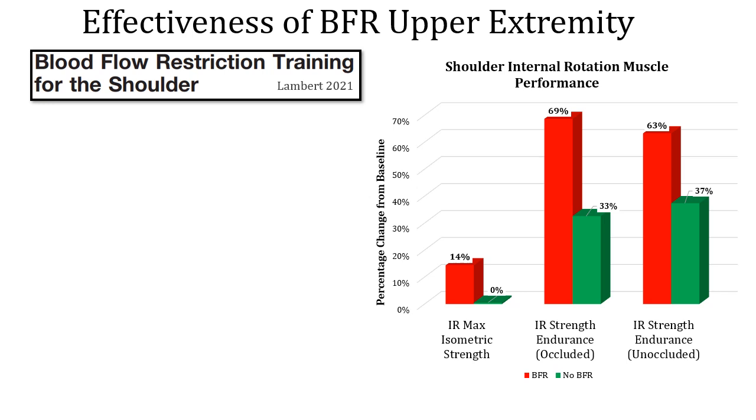Changes in internal rotation muscle performance. The other muscle groups didn't show significant changes, but for the internal rotation isometric strength, there was a 14% improvement in the BFR group, none in the unoccluded group. When it comes to internal rotation strength endurance, that was occluded versus unoccluded. Regardless of the condition, the BFR group significantly improved their work capacity from baseline, not only from their pre and post, but almost doubling that of the unoccluded group, speaking to the metabolic changes in the muscle endurance capacity, the work capacity of the upper extremity.